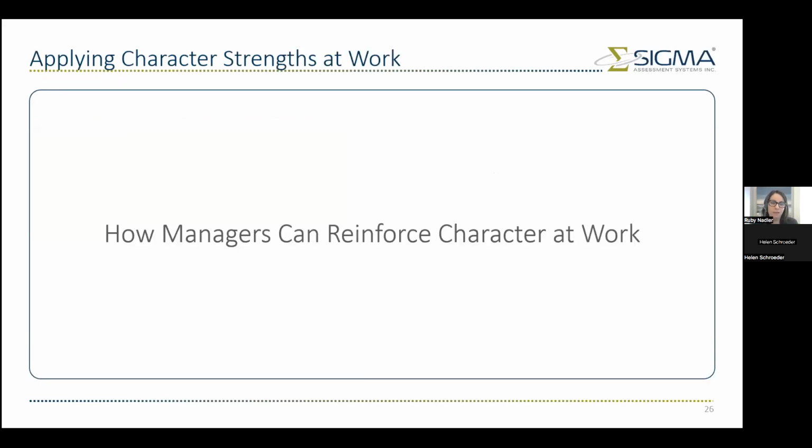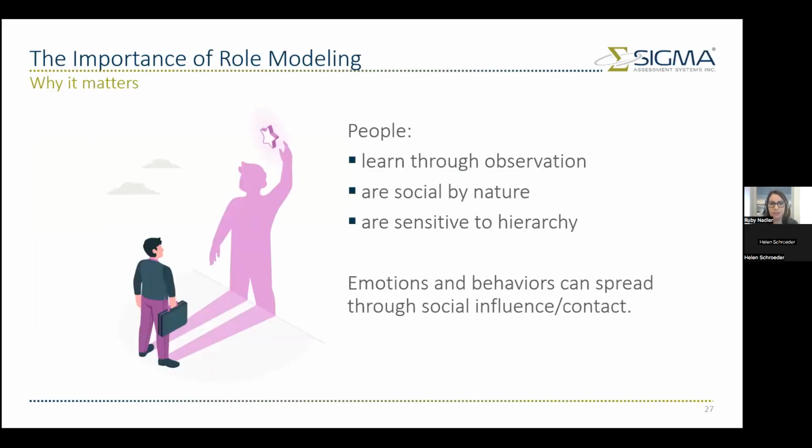So now I want to focus on how managers can reinforce character at work. The first thing that you might have noticed on the slide I showed earlier was the importance of role modeling. And so if you're in a leadership role and you want other people to show up and be engaged, you have to walk your talk. And so I just want to note that people learn through observation. Workplace cultures are shaped through the behavior of everybody, but it starts at the top. And we also know that emotions and behavior can spread through organizations, can spread through our social groups. So that's the first thing.